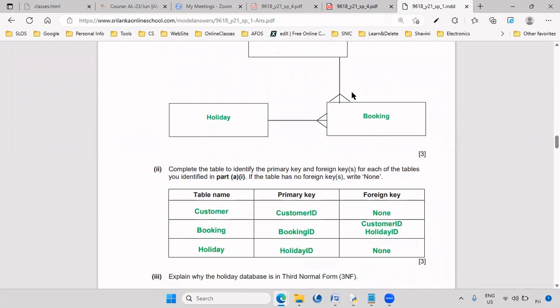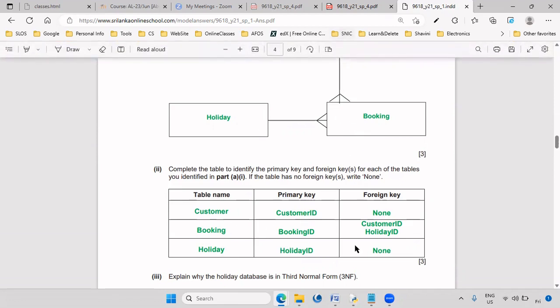No need of a foreign key, because this customer ID can be accessed. The holiday is the same way, holiday ID. But the booking has to access both. So booking ID is the primary key of that booking. Then it has to have customer ID, so this is the foreign key. With this foreign key, it can access the customer. With this foreign key, holiday ID, it can access the holiday file.